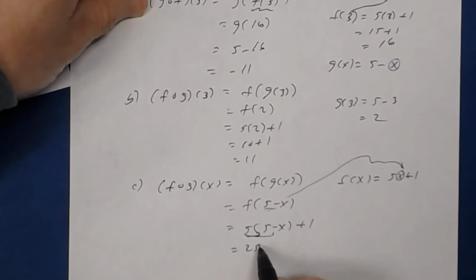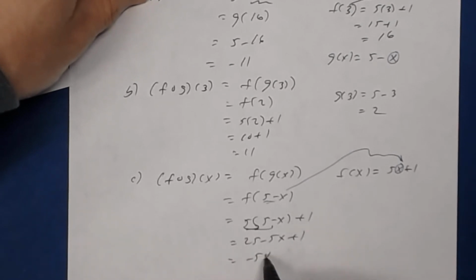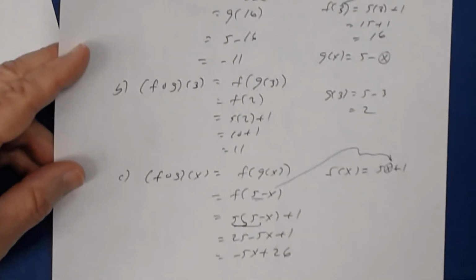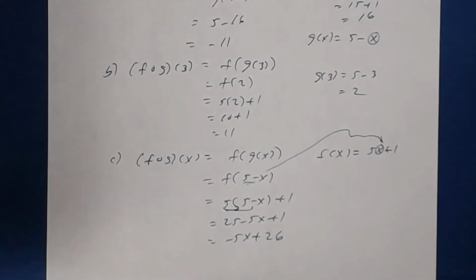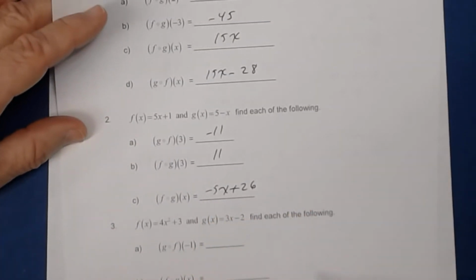Distribute, you get 25 minus 5x plus 1. And that equals negative 5x plus 26. Okay, so negative 5x plus 26. So that is C, negative 5x plus 26.